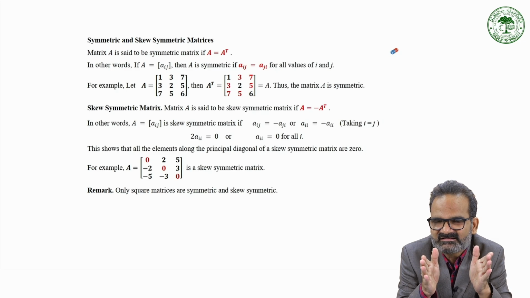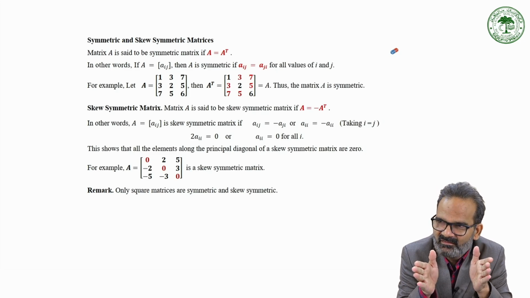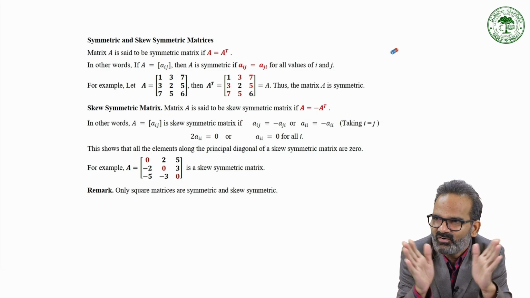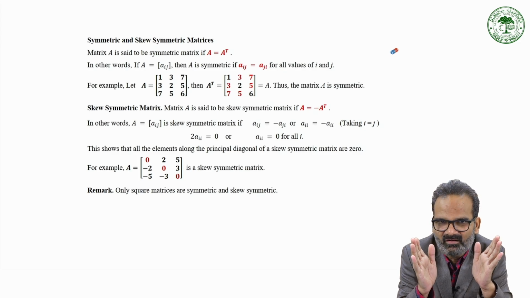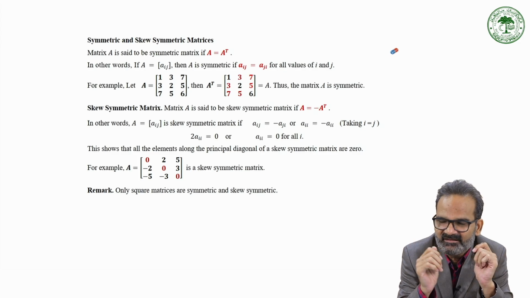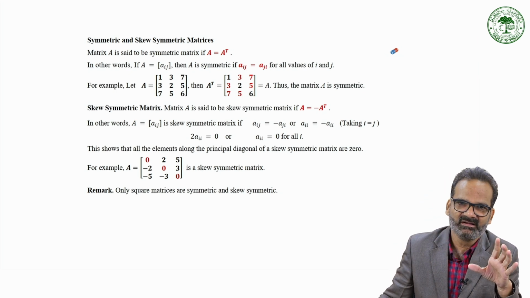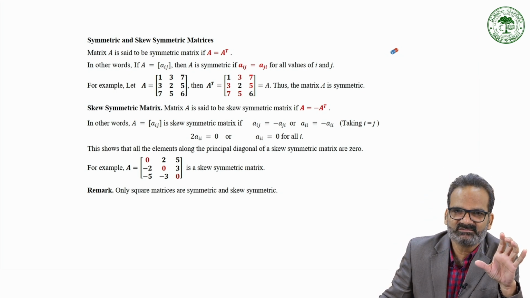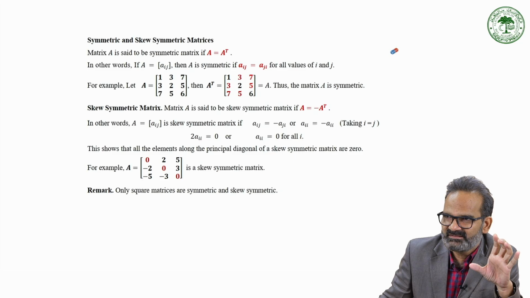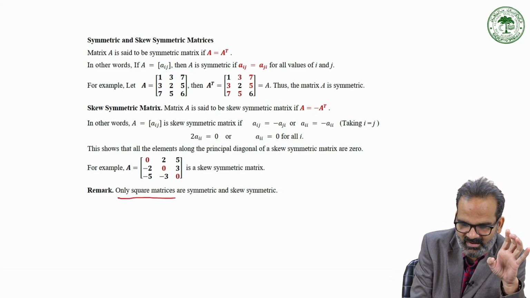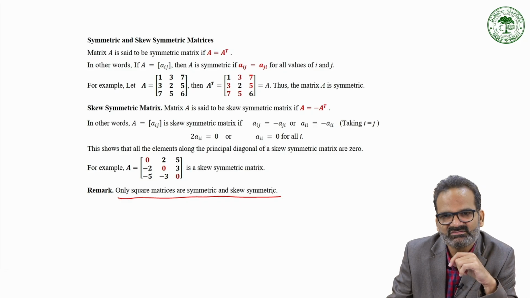Before explaining the concept of the matrices, from here onwards, every matrix must be considered a square matrix. We will not consider rectangular matrices from now on, right? So no need to mention square; the word square is understood. Only square matrices can be symmetric or skew-symmetric, right? I have mentioned it here. Look at the remark finally. Only square matrices are symmetric and skew-symmetric.